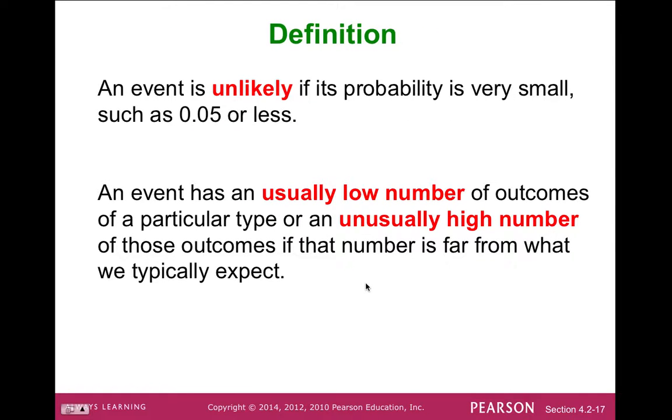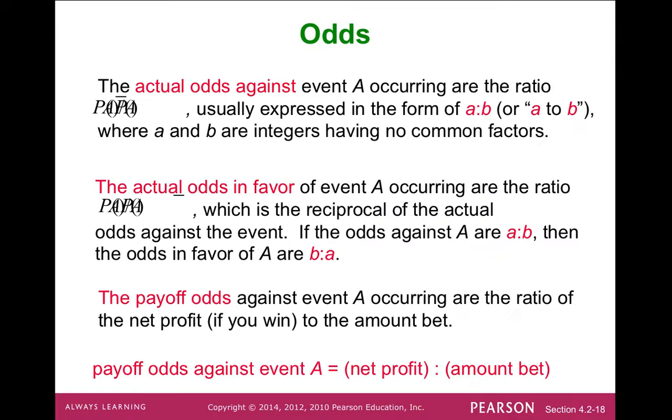Okay, a couple of other things. An event is unlikely if its probability is very small. And in math, we define very small as being 0.05 or less, which is 5% or less probability. So an event has an unusually low number of outcomes of a particular type, or an unusually high number of those outcomes, if that number is far from what we typically expect. Again, an event is considered unlikely if it occurs 0.05 or 5% of the time or less.